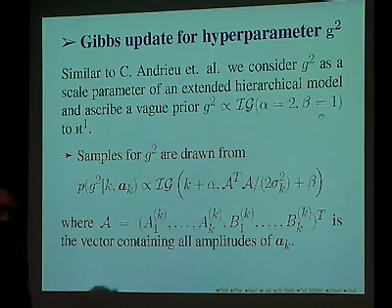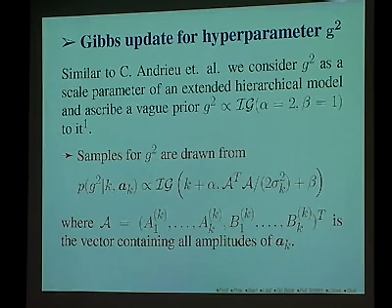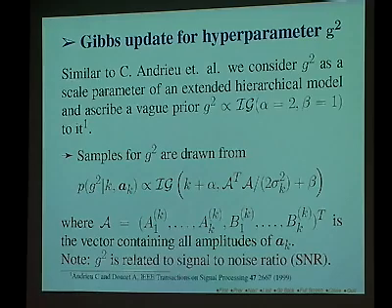Could you tell me what hierarchical means in this context? Hierarchical means you have this hyperparameter on top of the actual model, an extra level where you have this additional parameter G square. These would be the amplitudes of all the sources. It's related to the signal to noise ratio, in relation with sigma square, the variance. So these two are related to the overall sigma. Basically it's a kind of variance of the entire amplitude pool.